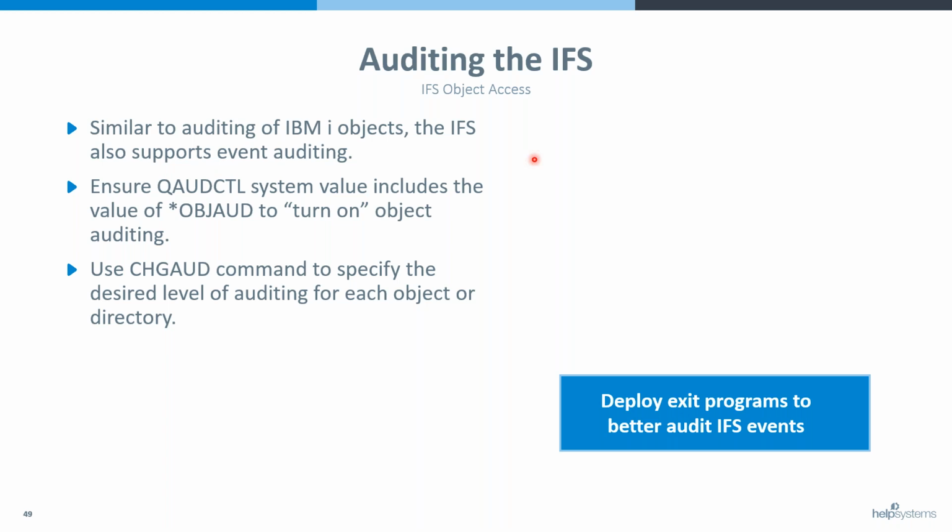And then you can use the CHGAUD command to specify what level of auditing for each object or directory that you want to deploy. Now, another way to actually get some better information about IFS events is to deploy those exit programs. The object auditing doesn't work for everything in the IFS, and you're not going to really be able to see what happened. So the exit programs, when you have users coming in through anything but the green screen, are going to get you that best audit information so that you know exactly what happened and who did it. Think back to my screenshot of seeing a user being rejected from accessing a specific directory.